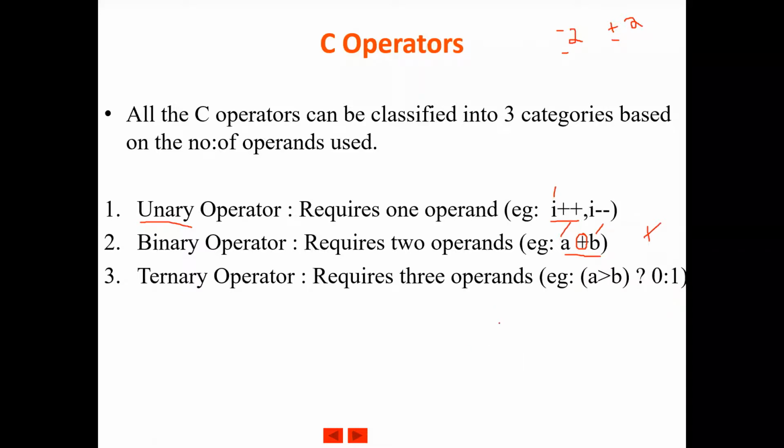What is a conditional operator? When they ask, you should write a question mark and colon. One example also you have to give. Why are we calling the conditional operator a ternary operator? Because between these two symbols, we are passing three operands. Tell me, what are the operands of this ternary operator?